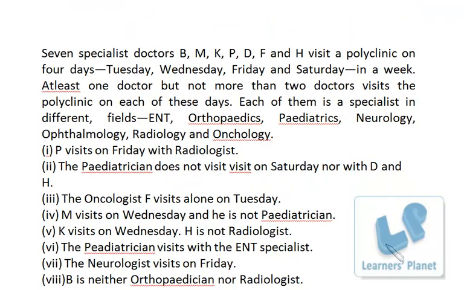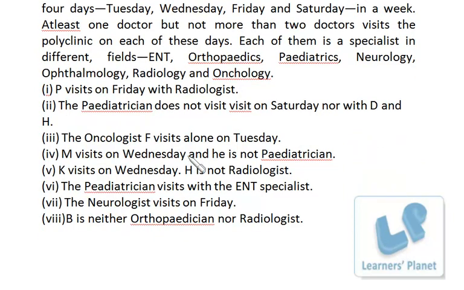Now let's see this one. 7 specialist doctors B, M, K, P, D, F and H visit a polyclinic on 4 days, Tuesday, Wednesday, Friday and Saturday in a week. At least one doctor but not more than 2 doctors visits the polyclinic on each of these days, and each of them is a specialist in different field: ENT, orthopedics, pediatrics, neurology, ophthalmology, radiology and oncology. Further we have 3 variables: the name of the doctors, days and their profession, in fact their specialization, right?